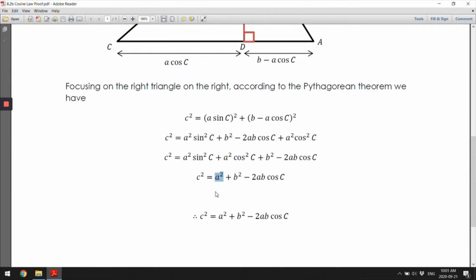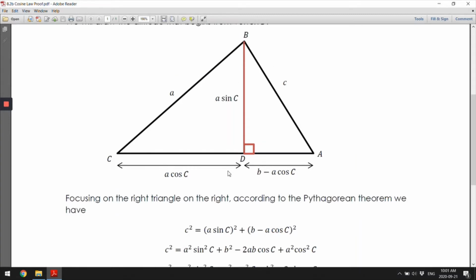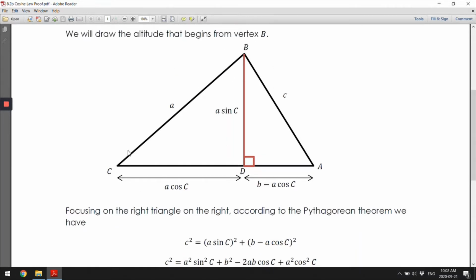Now, how do we know that? Let's go back up and look at the triangle. If you look at the right triangle BDC, you'll see that A sine C is one of the legs, and the other leg is A cos C. And the hypotenuse is A. If you square A cos C, you get A squared cos squared C. If you square A sine C, you get A squared sine squared C. So if you add the squares of the two legs, you get the hypotenuse squared, which is A squared.